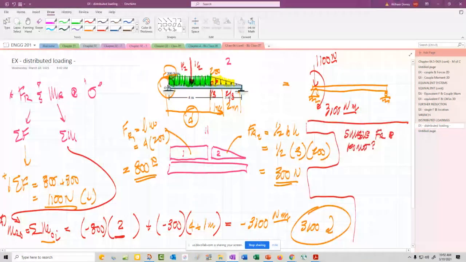I want to take this problem one step further and find that single resultant force of 1,100. Where do I put it so I can just have a single force? Meaning I'm going to slide that force this way some distance so it equals that 3,100.